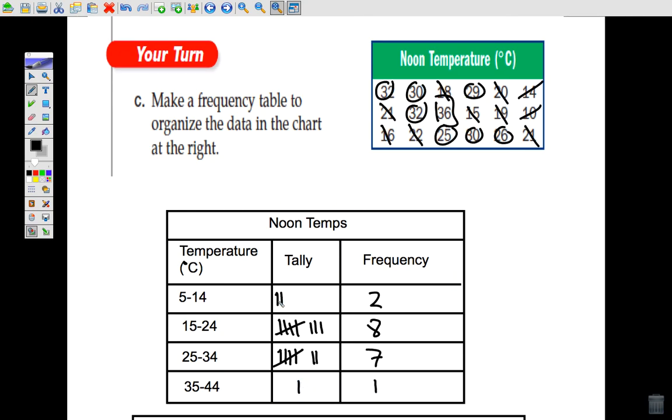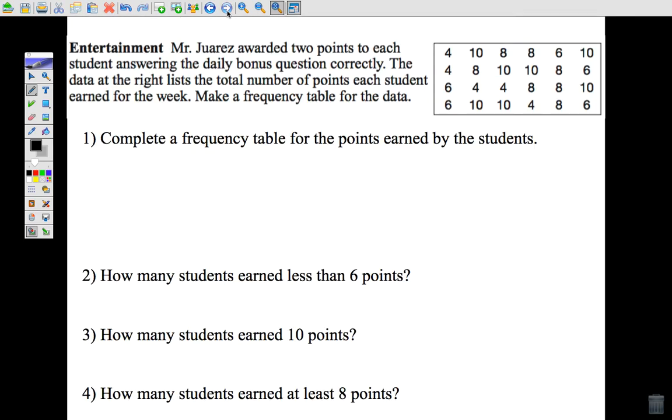So I have a frequency table that I created based on this random data. Now I can clearly see that there's a layout. Most of the information, or most of the temperatures, were between 15 and 34. So the 5 to 14 and the 35 to 44 were kind of outliers. Those were not as consistent, okay? Let's do one more of these and answer some questions on it, and that'll be it for this lesson.